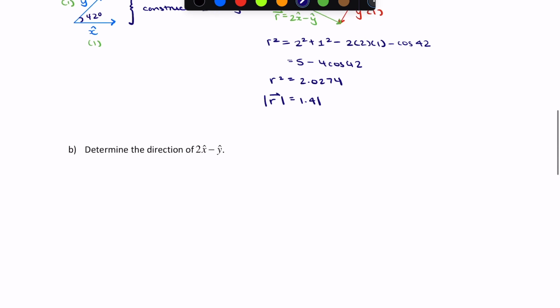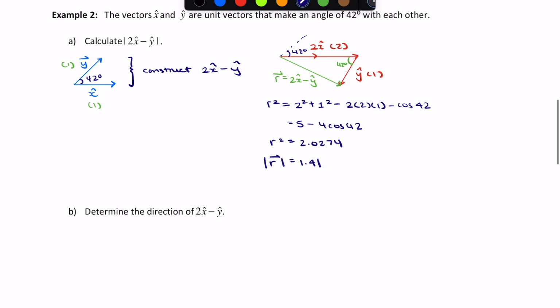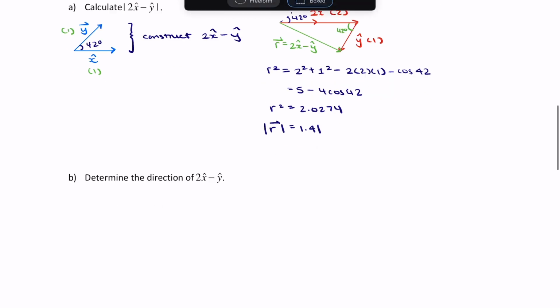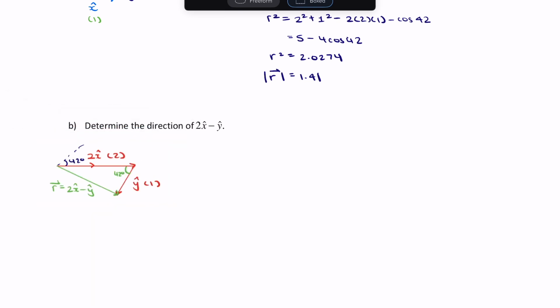And now what it wants us to do is, again, determine the direction of 2x minus y. Okay, so here, I'm going to just take this picture that we drew, make a copy so we can copy it down here. And so here, again, we want to look at the direction. And to find the direction, you're going to use sine law. And we're going to find this angle here.